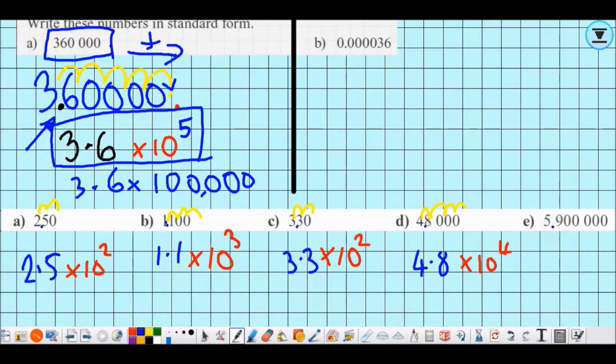And the last one, between the 5 and the 9, so 5.9. And it's times 10. How many times are we bouncing this out? 1, 2, 3, 4, 5, 6. Times 10 to the power of 6. So if we've got massive numbers or we've got really small numbers, it's easier to write it in the form of standard form. Okay, which is why we use it.